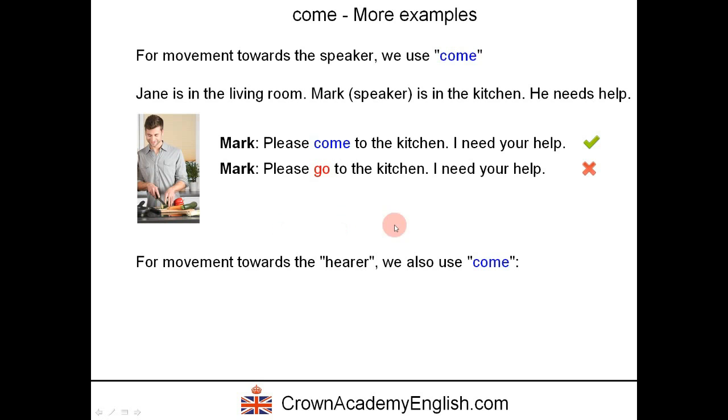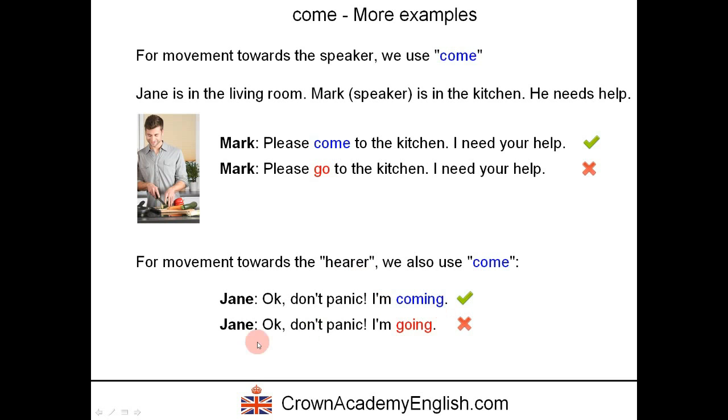And remember, we use come for movement towards the hearer. So Jane replies, okay, don't panic, I'm coming. So this is movement towards the hearer. Mark is the hearer because Jane is talking. Okay? I'm coming. But this would be wrong. This is the incorrect use of going. Don't panic, I'm going. No, that is wrong. Okay, we must use come in both of these examples.